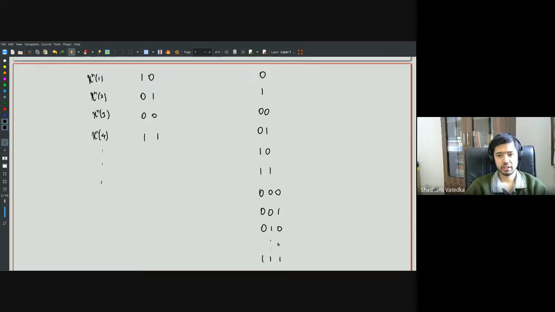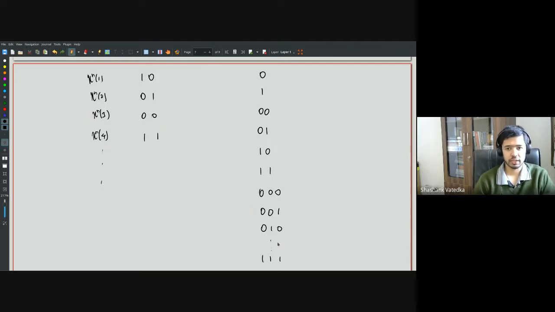Right? And my claim is this is optimal. You cannot do any better than this. Can you see why? So is the construction clear?